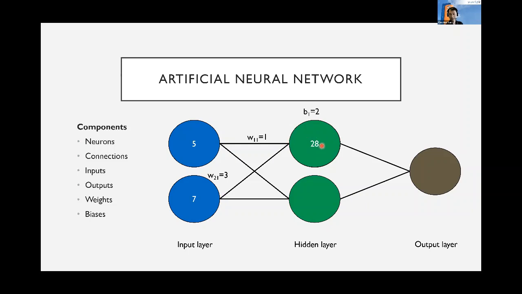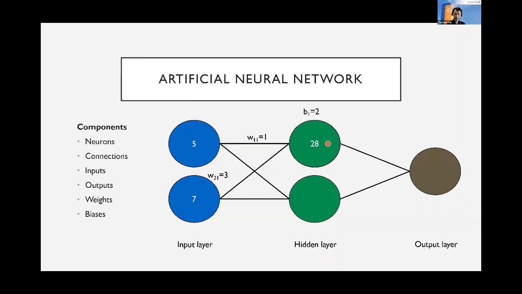Okay, very quickly, let me just run through that again. How we get the value of this neuron is by taking all these inputs and multiplying them by their respective connection weights. And then finally, we add the bias value of this neuron to obtain this neuron value. Okay, so this is how I get the 28.